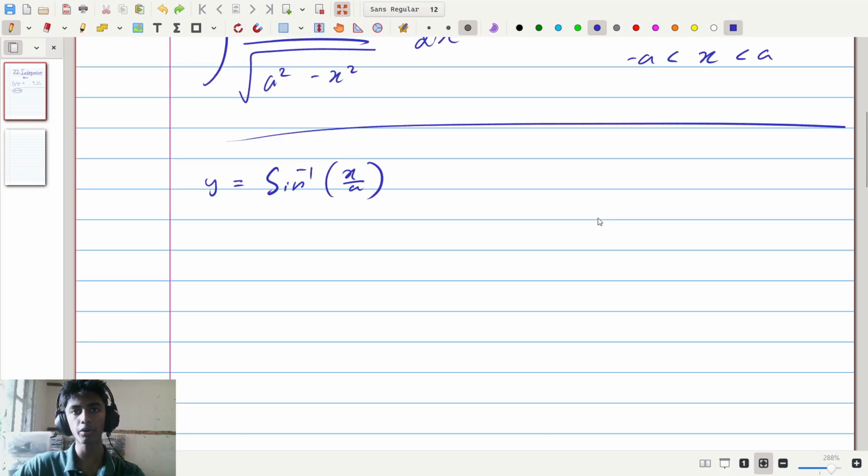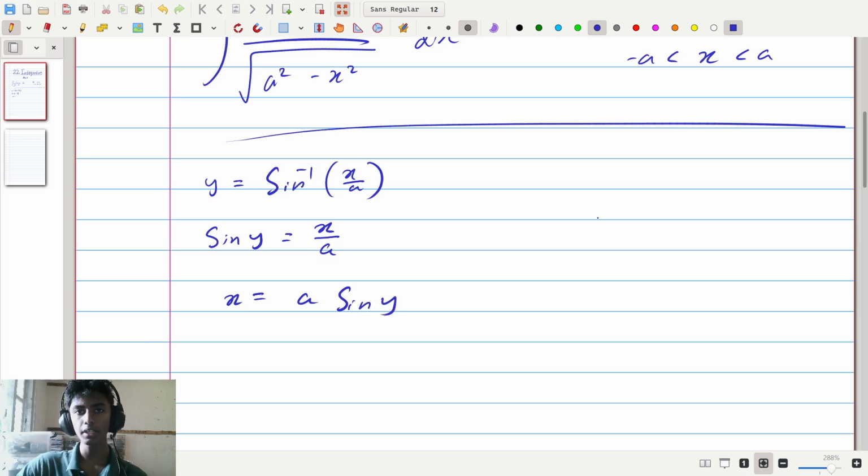Starting from here, what we're going to do is take the sine of both sides. Taking the sine of both sides, we can see that the sine of y is equal to the sine of the sine inverse of x divided by a, which is going to be x divided by a. Now, taking all of this such that x is the subject, we can have that x is equal to a times the sine of y.